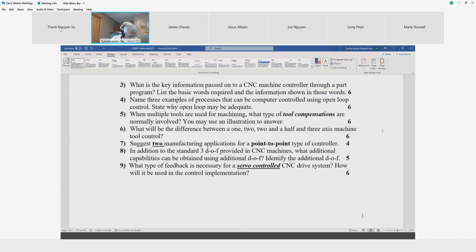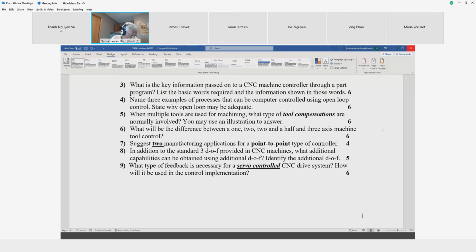What type of feedback is necessary for a servo control CNC drive system? How will it be used in the control implementation? Well, you've got a sensor such as an encoder which gives you the position. Then the first derivative will give the velocity, and the second derivative is the acceleration. I've said this many times.